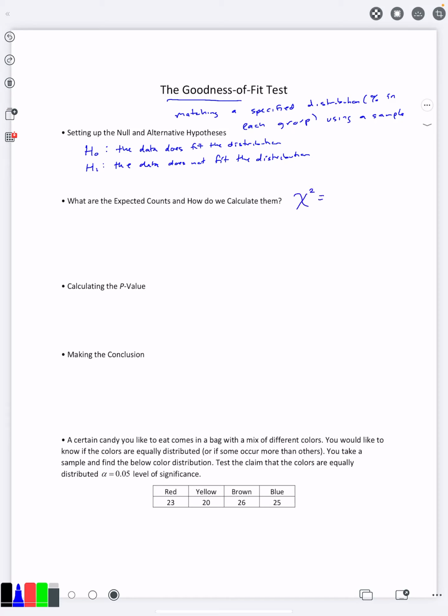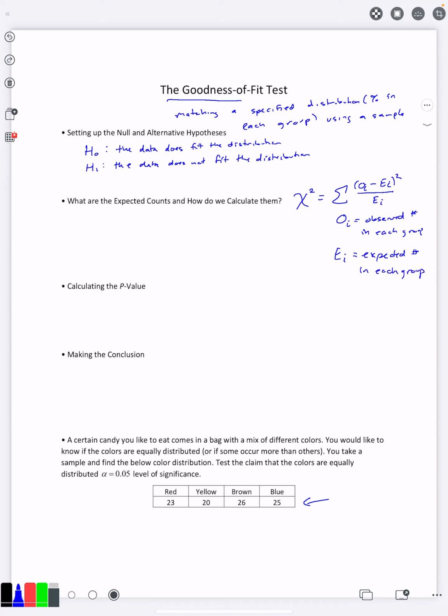And in this case, if you wanted to actually calculate the chi-squared by hand, which again, we're going to have our calculators do that for us. But if you wanted to, it would be this formula here, where the OI is going to be the observed number in each group. So in terms of our data down here, the observed for red is 23, the observed for yellow is 20, the observed for brown is 26, and so on. However, the E is going to be the expected number in each group.